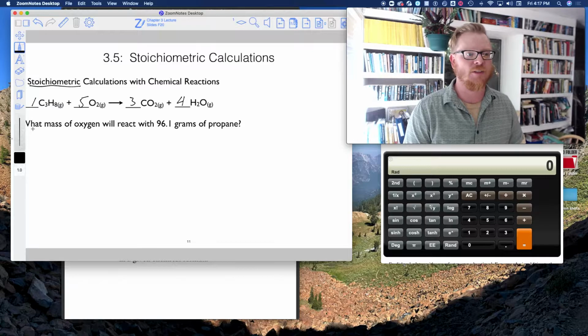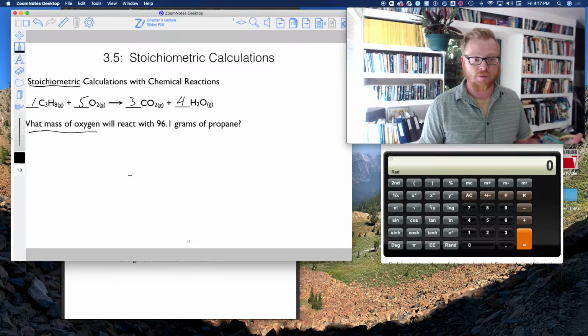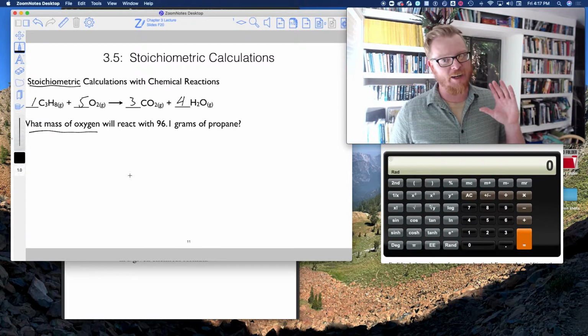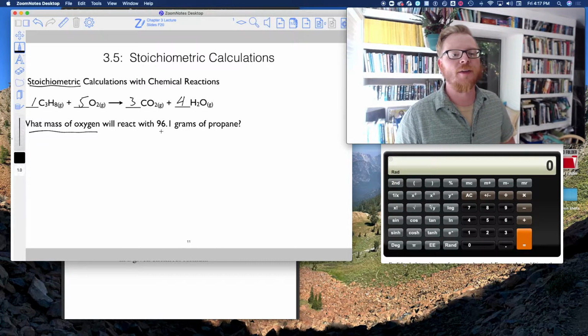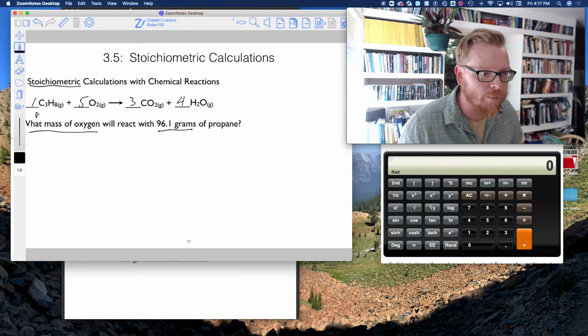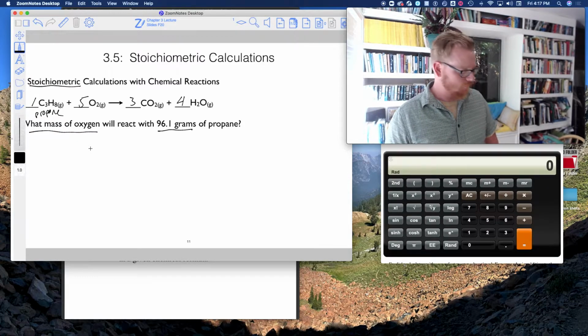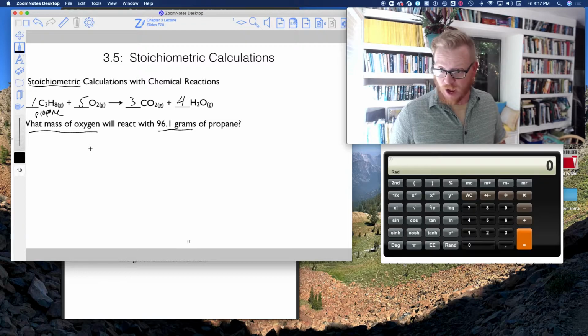Okay, so it's asking us, what mass of oxygen? Well, that's going to be my final answer. My final answer is going to be mass of oxygen. So just tell yourself that. My final answer has to be mass of oxygen. What mass of oxygen will react with 96.1 grams of propane? Okay, hopefully we remember that's the propane.